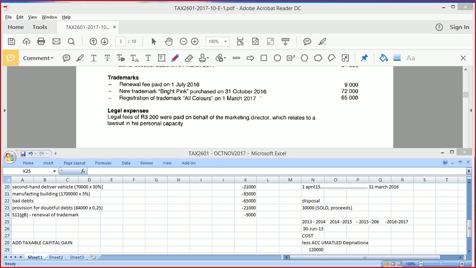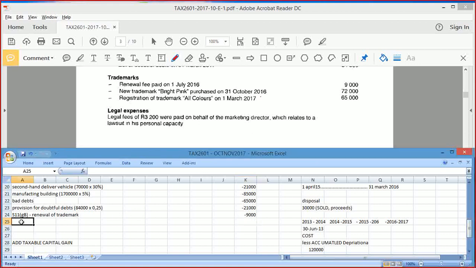So section 11GB allows a deduction. Yes, sir. Okay, so if they allow a deduction, would you claim it? Yes, sir. Definitely. Okay, what is that going to do to your income? Yes, sir, because the deduction will increase. So I would assume that that's the case here.